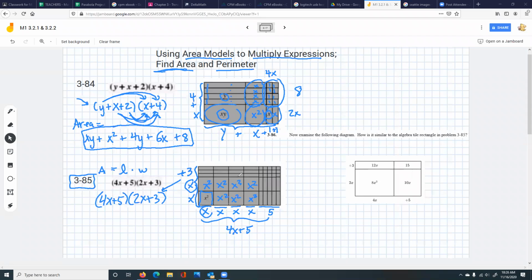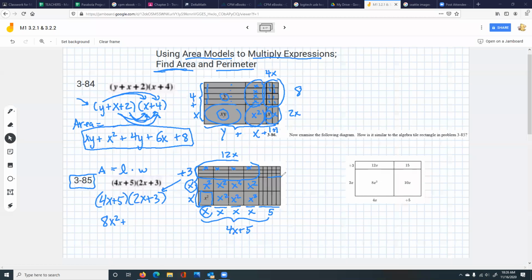Well, let's count how many x squared tiles we have. We have 8 of them, right? There's 8 x squared tiles. And then let's count how many of these there are. What are these little skinny tiles? Are they x's? Are they y's? Oh, that's an x tile, x tile. These are all x's, right? So how many of them are here? We have 3 times 4, so that's 12x.